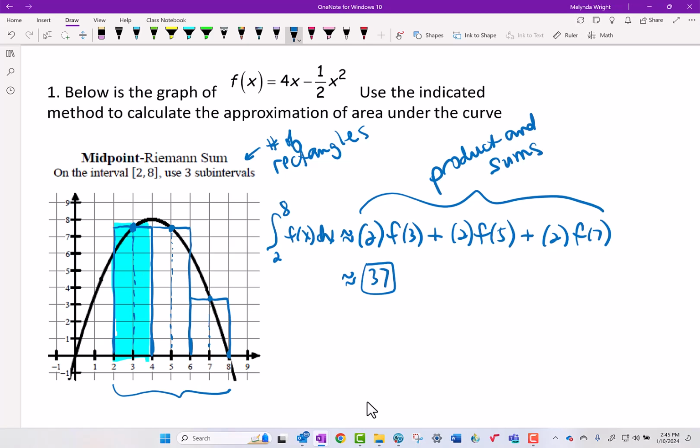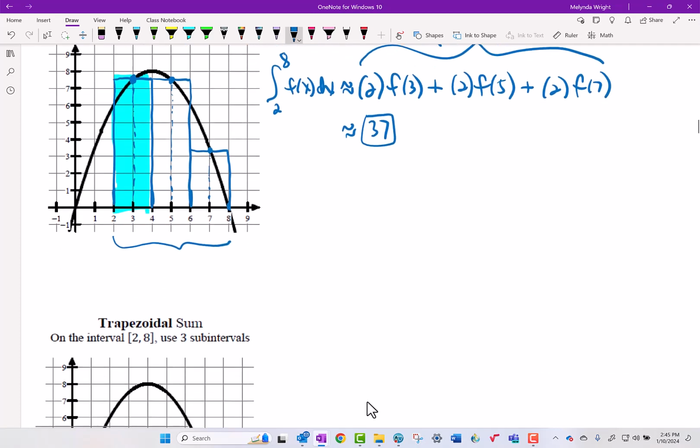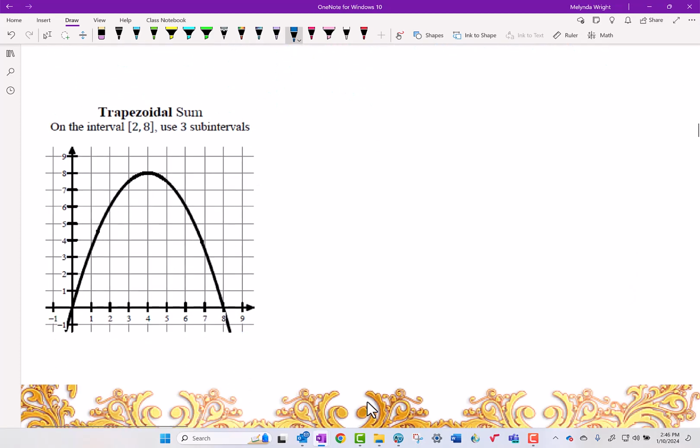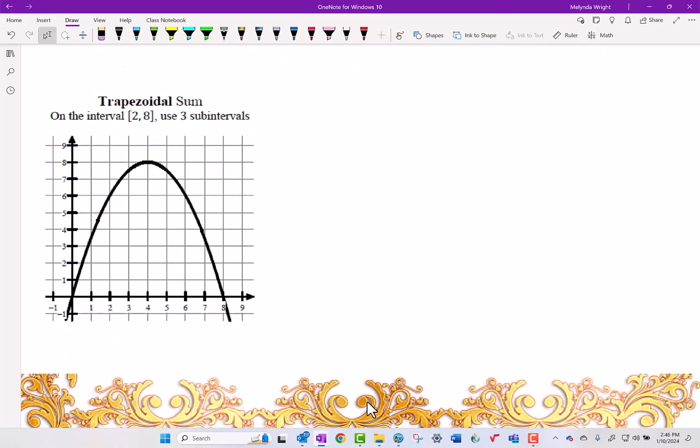Okay. So now let's look at another one. We're going to do a trapezoidal sum with the same, it's actually the same equation. Okay, so let me go down here. We're going to do a trapezoidal sum. So again, write your integral out. We're integrating from 2 to 8 of f of x dx, and this is going to be approximately.